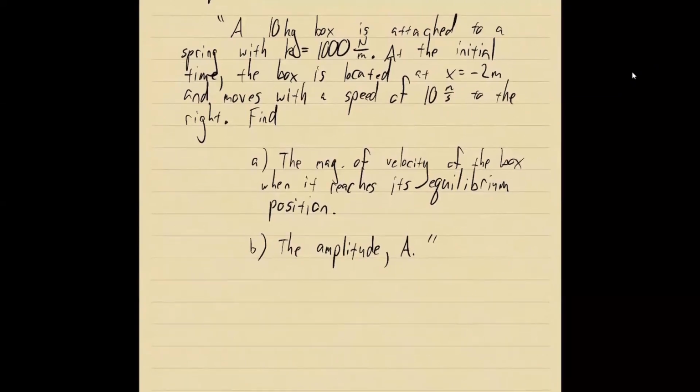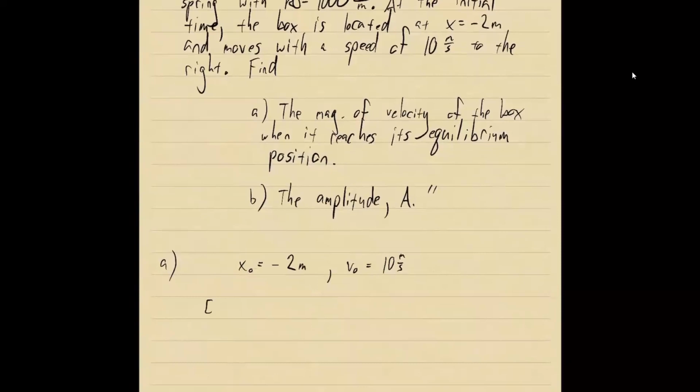All right, so looking at part A, we want to find the magnitude of the velocity of the box when it reaches its equilibrium position. So we're going to use the conservation of energy to solve this. I'm going to say that the initial point of this box is when it's at -2 meters, and it's moving with an initial velocity of 10 meters per second to the right.